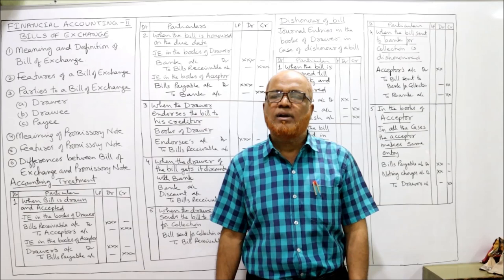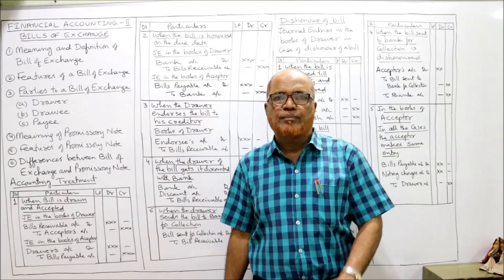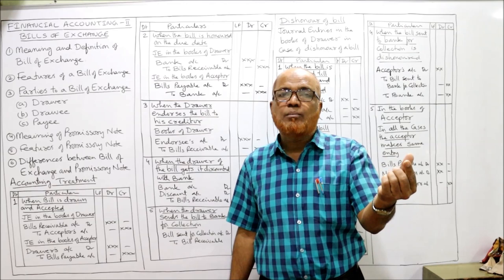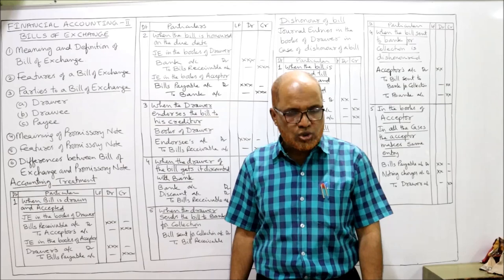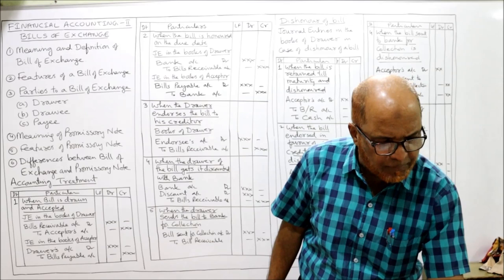What's a promissory note? According to the Indian Negotiable Instruments Act, a promissory note is an instrument in writing containing an unconditional undertaking signed by the maker to pay a certain sum of money only to, or to the order of, a certain person or to the bearer of the instrument.